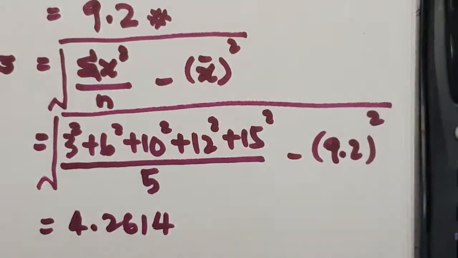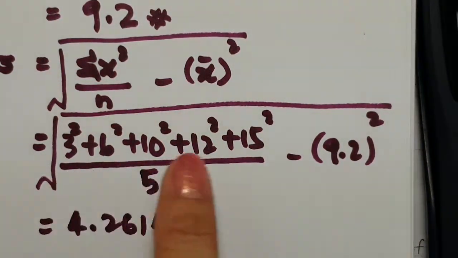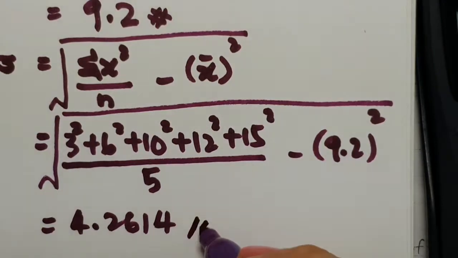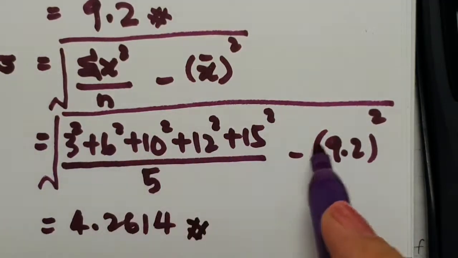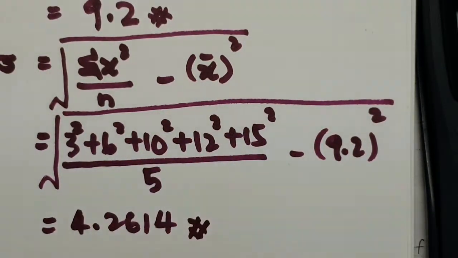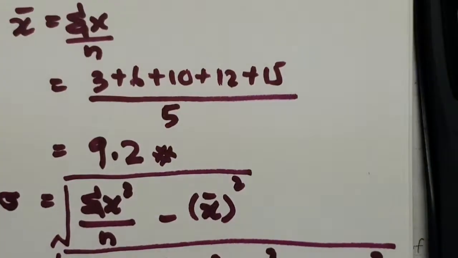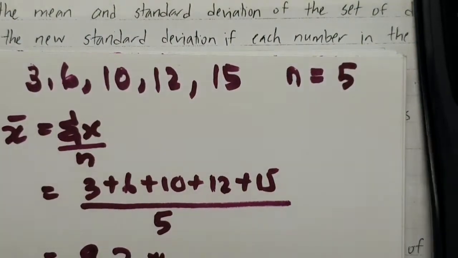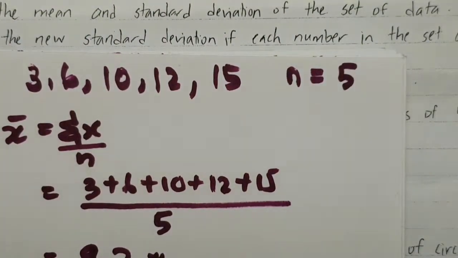4.2614. So what is important is you show the correct formula. The next one, you just give the answer right away. Because we want to see whether you substitute everything correctly or not. This is the answer. Alright, so we have done part A only. That is the mean and the standard deviation of the set of the data.